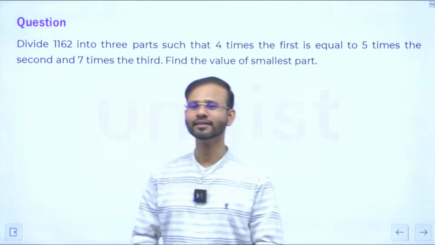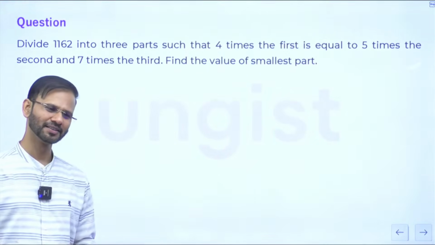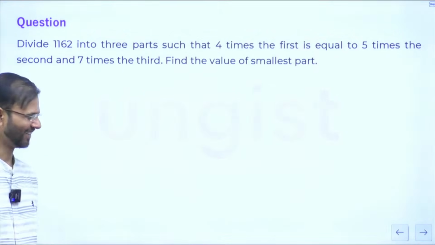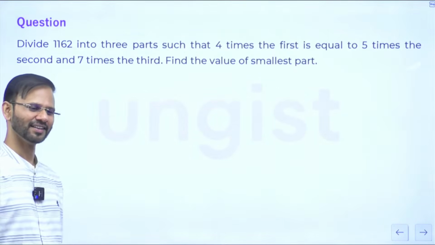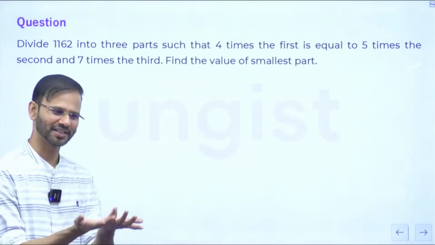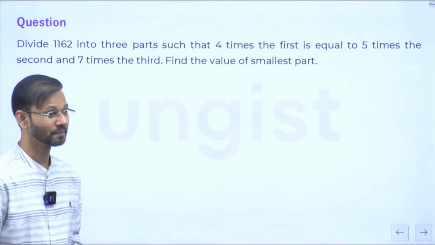Kya? What? We'll teach each part as ABC, huh? Yeah, so that will do it like 4A, 5B is to 7C. अच्छा ठीक है, then what? ठीक है, till here suppose that it's fine, then what? Then we'll find the smallest part. We'll find the smallest part. How come?